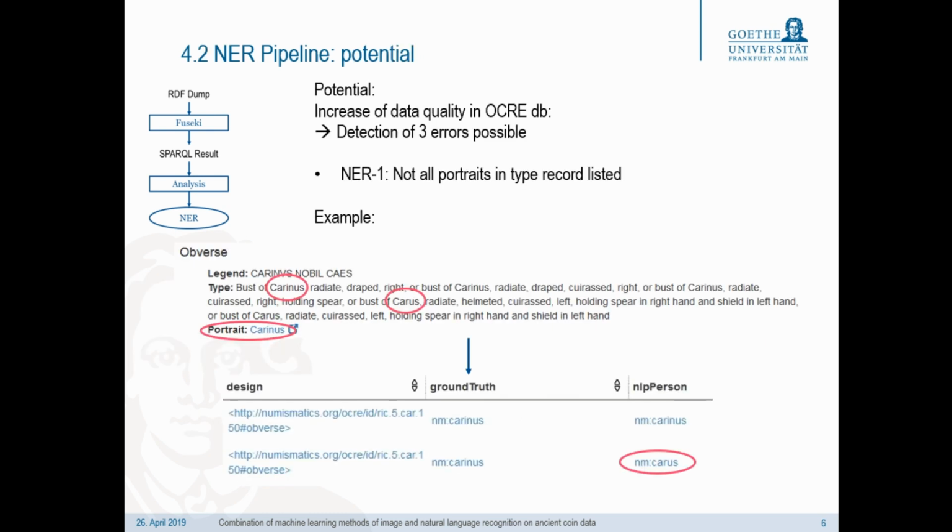Let's have a look now at the potential of the NER approach. The main task for the NER pipeline is to increase the data quality in a numismatic database like OCRE. We are able to detect 3 different errors in the coin type record. The first one is called NER1 and represents the situation of not all portraits in the type record being listed. The example here shows a description where the Emperors Quirinus and Carus are mentioned, but only Quirinus appears on the portrait coin tooth. In contrast, the NER pipeline is able to find both emperors here. You can see that here.